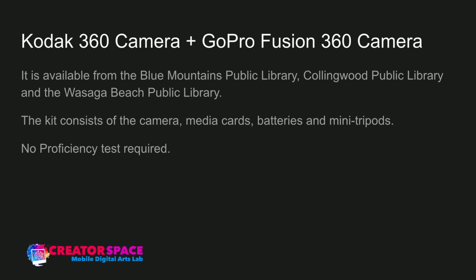So the 2 cameras, so the Kodak 360 camera plus the GoPro Fusion 360 camera, these are available at all 3 library partners. So Blue Mountains Public Library, Collingwood Public Library, Wasaga Beach Public Library. And the kit that you take out, it consists of the camera, media cards, batteries, and also some mini tripods. There's no proficiency test required, so you just can go and take it out. So it's really for anybody. If you have a library card, we want you to go take it out. They're super easy to use.